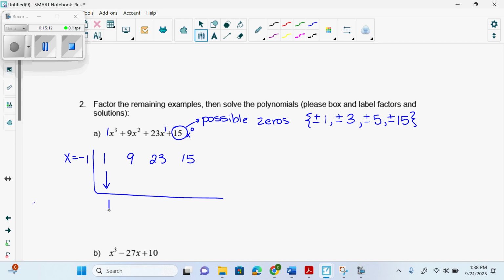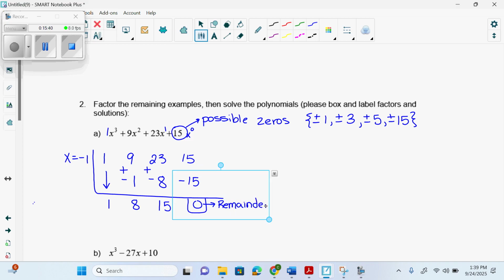Negative 1 times 1, negative 1. Add it. 9 plus negative 1 is 8. Multiply. Negative 1 and 8 is negative 8. Add it. 23 minus 8, 15. Negative 1 and 15 is negative 15. You should be happy because it equals 0. Your remainder is 0, which it needs to be in order for this to be a factor.